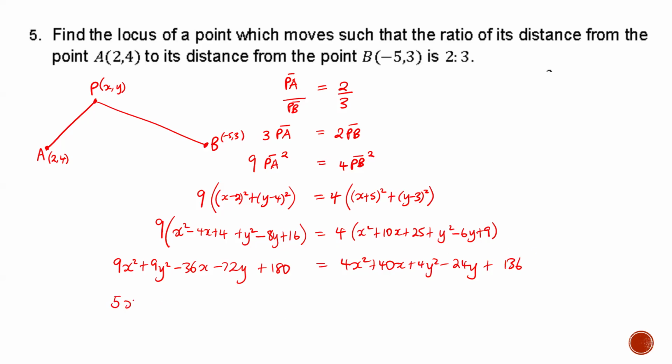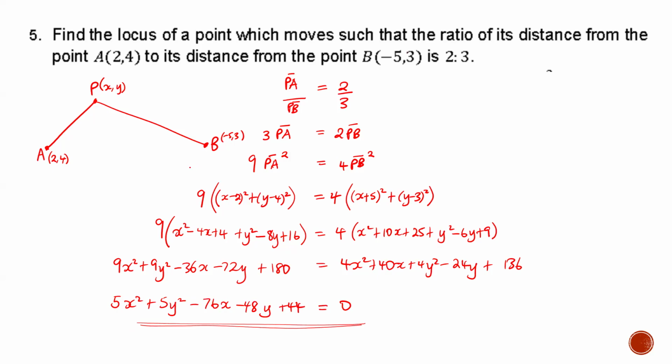You collect like terms and put everything on one side. We have 5x squared plus 5y squared minus 76x minus 48y plus 44, and equate this to 0. And this is the equation of the locus of the point which we have been asked to find.